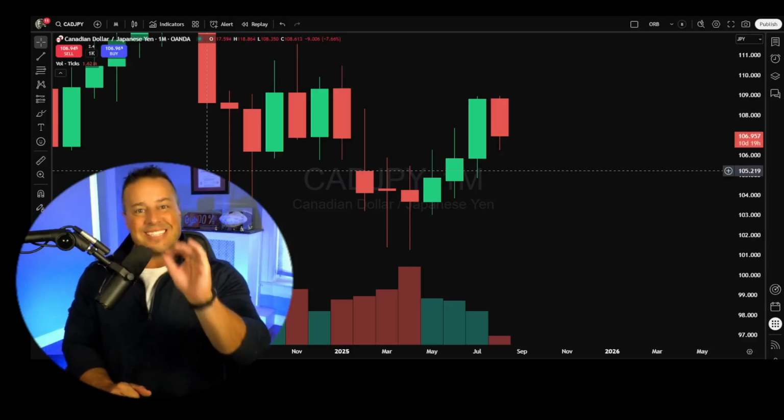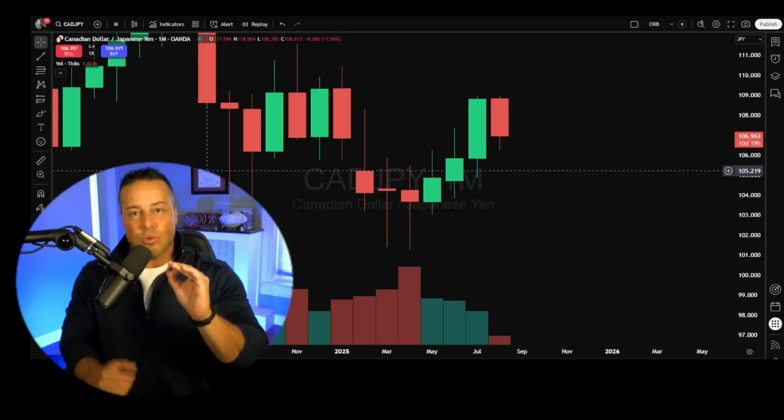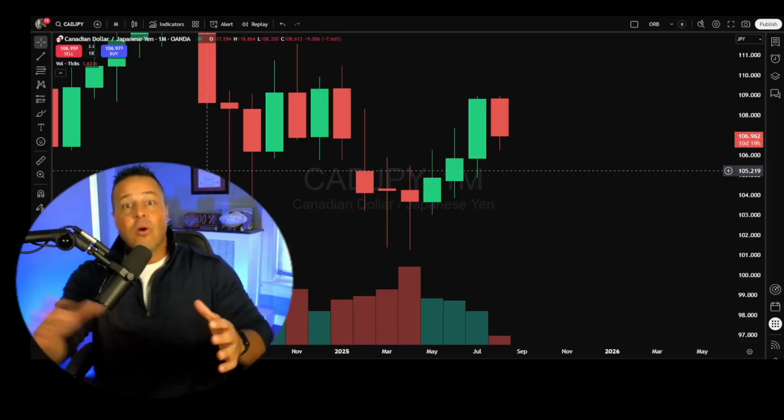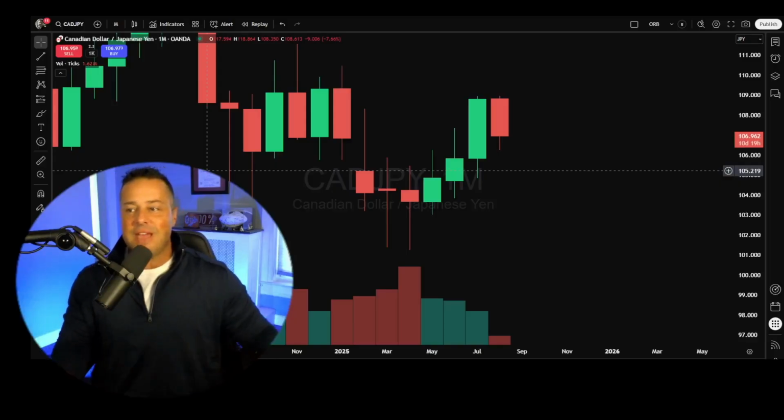But what that does is that shakes up valuations. It also brings a bit of uncertainty to the Canadian dollar, not just against the U.S. dollar, but across the majors. So CAD yen, I'm looking at that relatively closely.